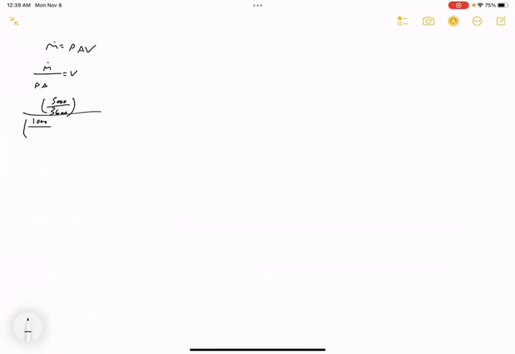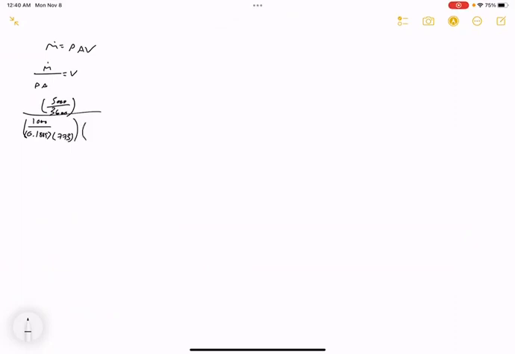If we look at the tables, we'll find that R for carbon dioxide is 0.1889 kilojoules per kilogram Kelvin. And the temperature we're given is 500 Celsius, so we need to put that into Kelvin, and it becomes 773. So this expression gives us the density.